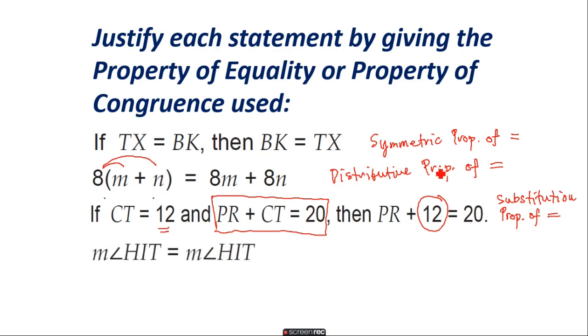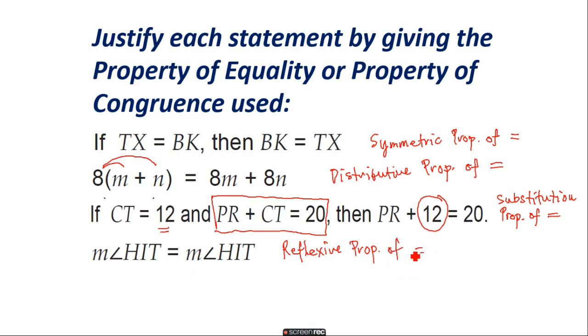Okay, next. So we have measure of angle HIT is equal to measure of angle HIT. So they are just the same. What property is illustrated in this example? As you can see, they are just the same angle. So therefore, very good, this is the reflexive property of equality, because it is an equal sign.